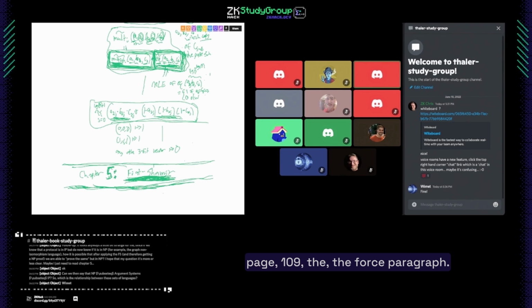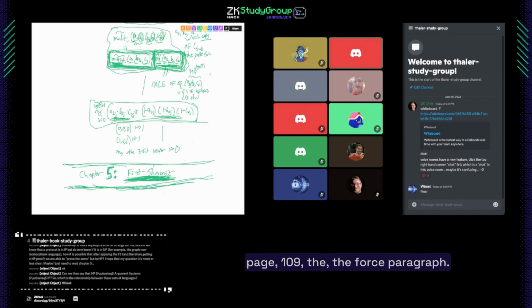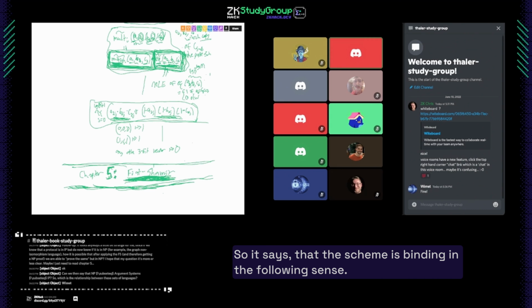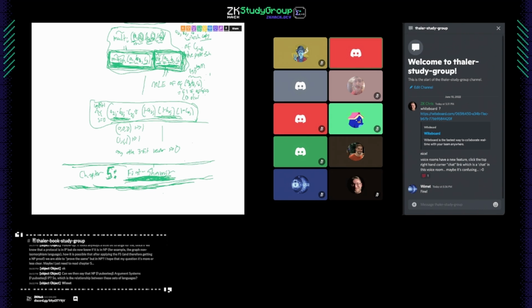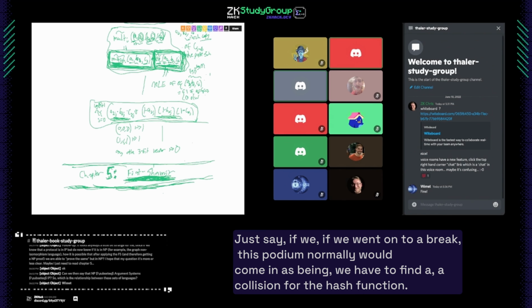Page 109, the fourth paragraph. It says the scheme is binding in the following sense. Is the whole paragraph just saying if we want to break this polynomial commitment scheme, we have to find a collision for the hash function?